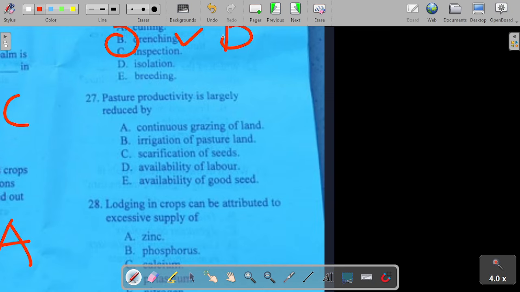27. Pasture production is largely reduced by A, continuous grazing of land, irrigation of pasture land, scarification of seed, availability of labor, no. Answer is A.